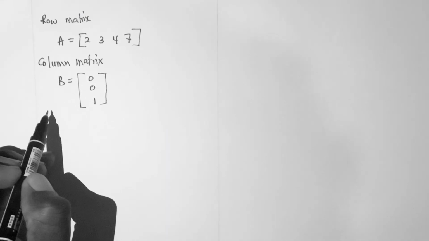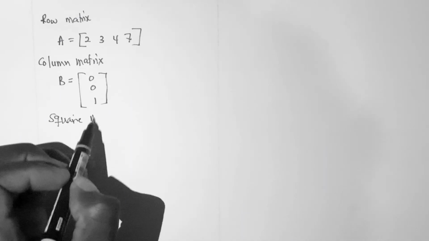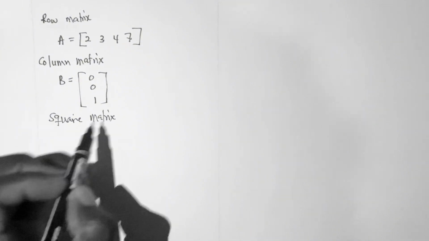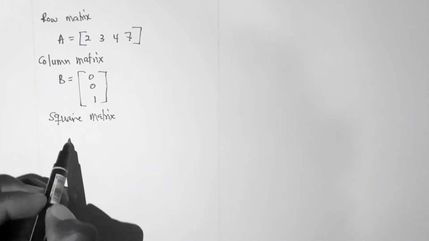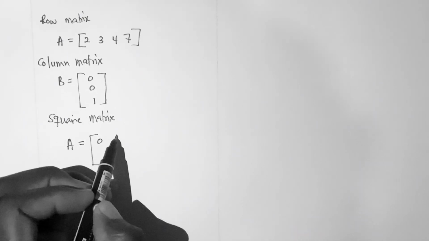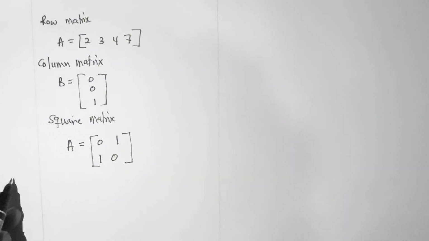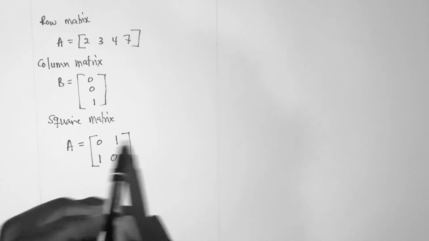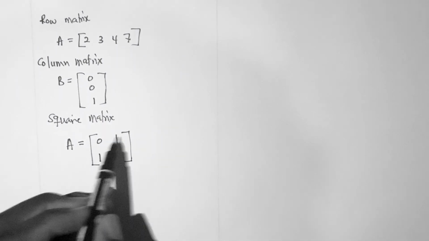Now, the next one we'll talk about is a square matrix. What is a square matrix? A square matrix is a matrix that has the same number of rows and the same number of columns. So, for example, if we have matrix A equals 0, 1, 1, 0, this is a clear example of a square matrix. How many rows? There are 2 rows and then there are 2 columns. So this is a square matrix.